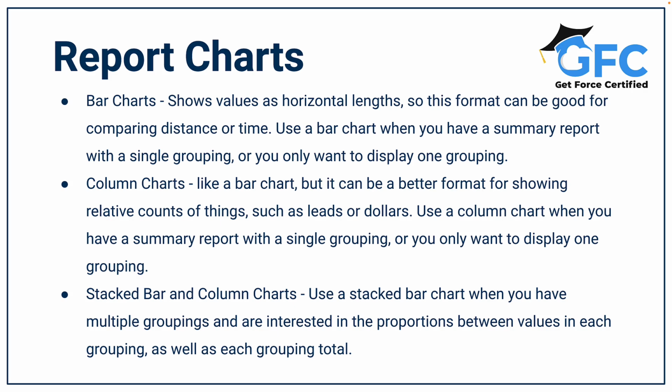Use a column chart when you have a summary report with a single grouping, or you want to display one grouping. Both bar charts and column charts are available in stacked versions, which can be used when you have multiple groupings and you're interested in the proportions between values in each grouping, as well as each grouping total.